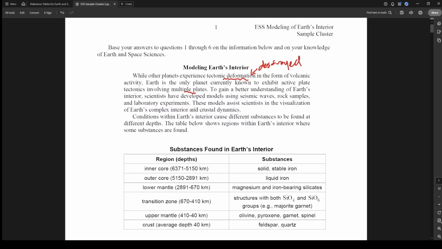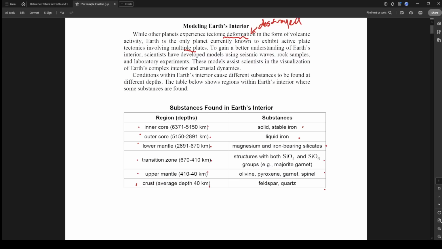To gain a better understanding of Earth's interior, scientists have developed models by using seismic waves, rock samples, and lab experiments. These models assist scientists in the visualization of Earth's complex interior and crustal dynamics. So they're saying they use models to figure this out. Conditions within Earth's interior cause different substances to be found at different depths. The table below shows this. Okay, so it's pretty much saying these are the layers. It shows the depth range of those layers, and then it shows the substances located at those regions.